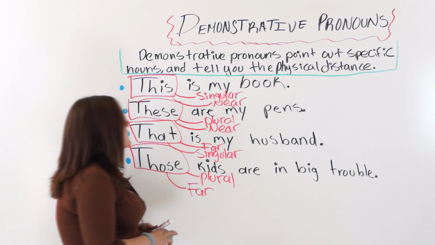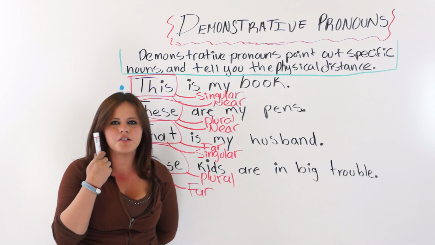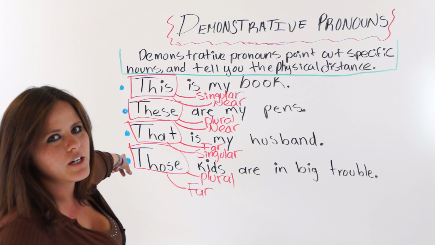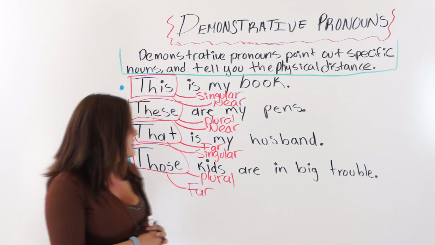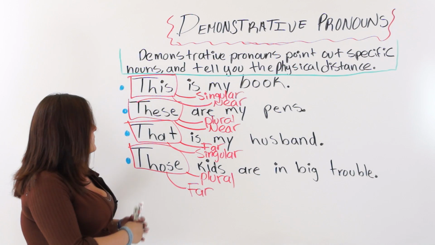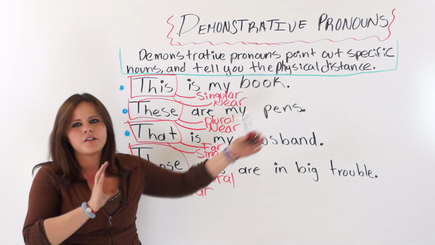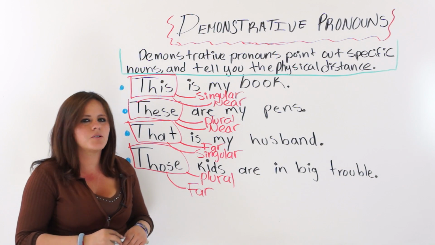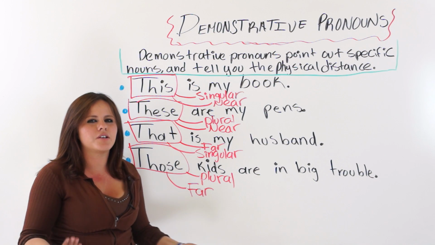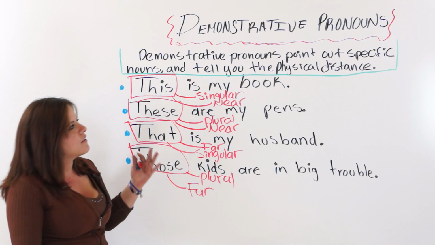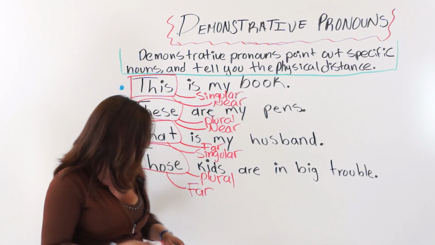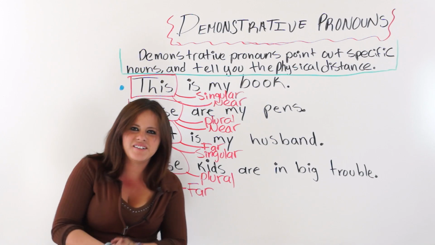For example, "This is a marker." It is near to me. If I say "that is a whiteboard," it would be far away from me. Alright? If I say "these are my markers," they are near to me and they are plural. If I say "those are my markers," then it's because they are far. Alright, so demonstrative pronouns let you know about distance, about singular or plural quantity, and they also point out a specific noun. Next, I will move on to some practice exercises so that you can practice with me.